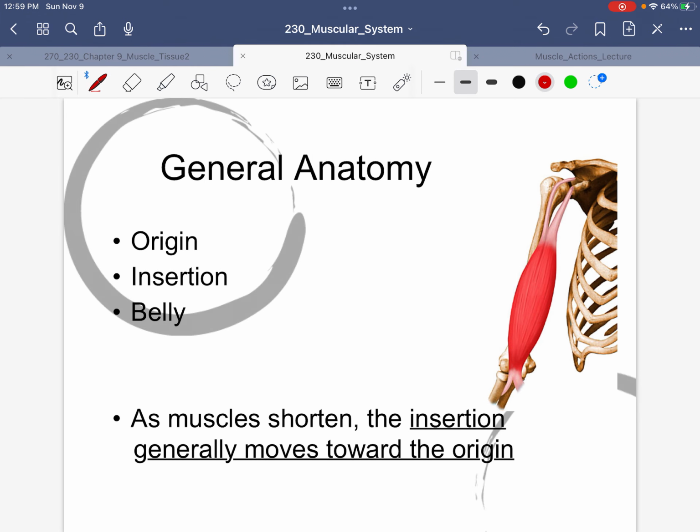I've mentioned in lab that a muscle has the muscle belly. At either end is a tendon which connects the muscle belly to the skeleton. What I want to add here is that generally the insertion is what moves more towards the origin. It's not quite equal in how it shortens. It's a little bit more that the insertion, which is distal, moves more towards the origin.